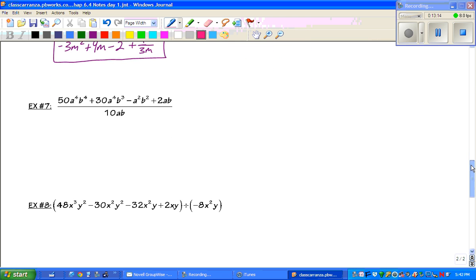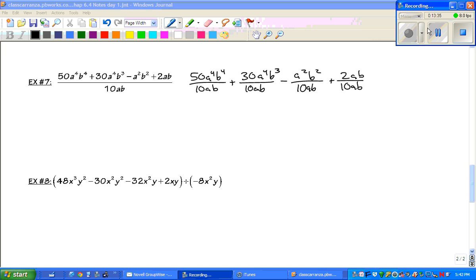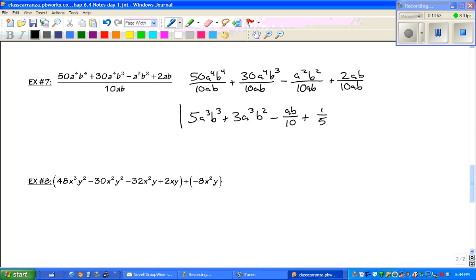All right, now, example number 7. I want to see if you guys can do this one all by yourself, okay? Go ahead and start. Pause the video, and then you'll see part of the work, and then I'll give you time to check it, and then try it again, okay? So when you divide everything out, that's what you should get. So why don't you go ahead and pause the video one more time and finish it up. Okay, and there's the final answer.